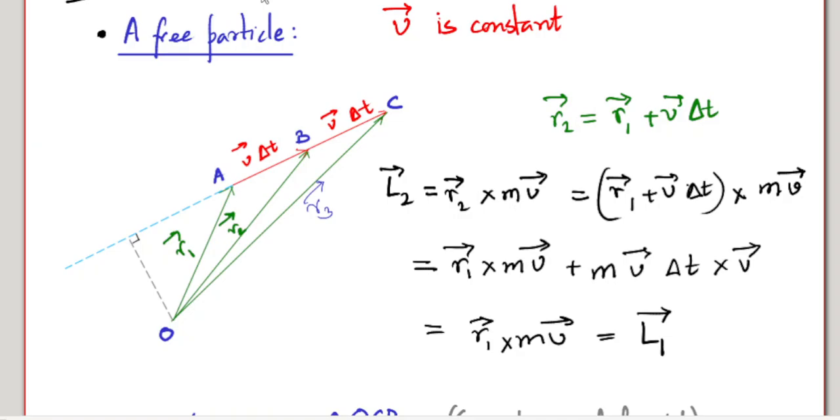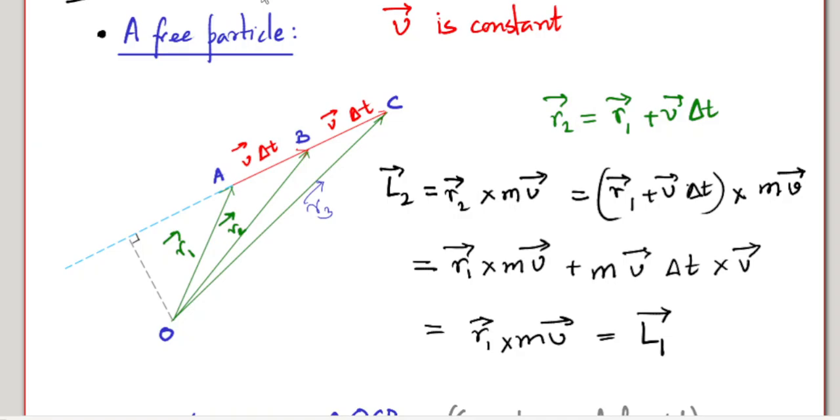At point B, the angular momentum would be L2, given by R2 cross the momentum. The momentum doesn't change, it's mv at both A and B. So R2 is R1 plus V delta t, crossed with mv. Of course, it's split into two pieces: R1 cross mv plus mv delta t cross V. And here mv is parallel to V, the same argument that we used a while ago, and this cross product vanishes. So we are left with R1 cross mv, simply L1.